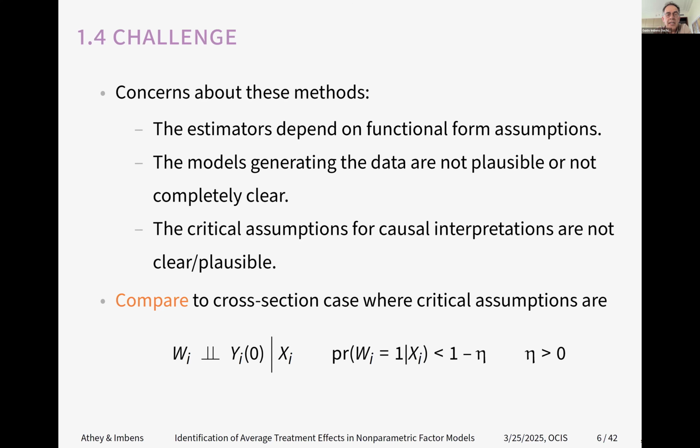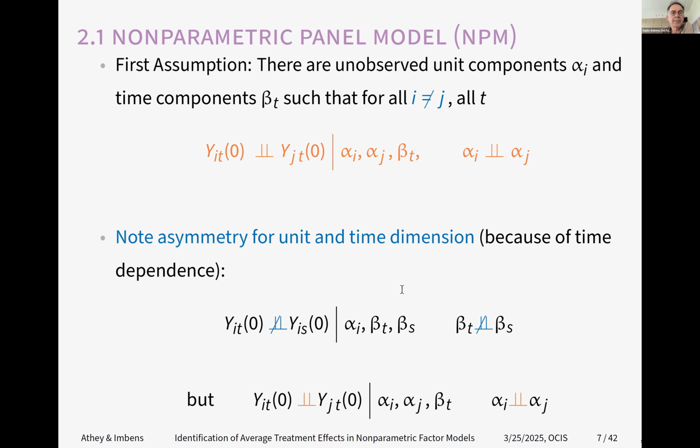Then in addition to that, we typically have an overlap assumption where we say that the probability of getting the treatment is bounded by 1 minus eta for some positive eta, to make sure that every unit has some probability of being in the control group, meaning that we can actually find good matches for every treated unit. If you want the overall average effect, you would need to bound the probability also away from 0. But if you're interested in the average effect for the treated, that's not an issue.